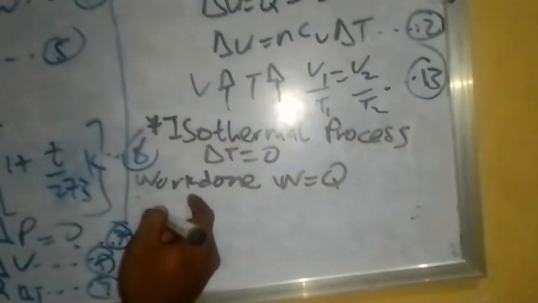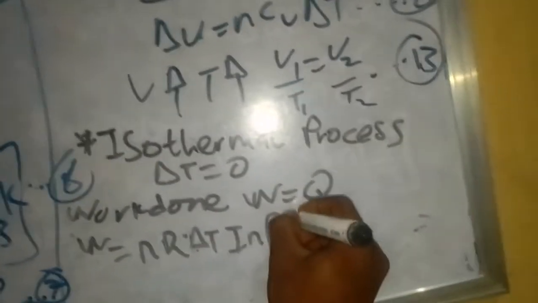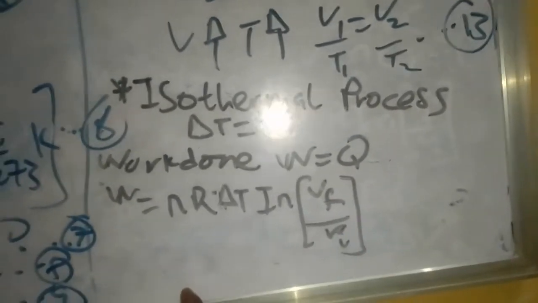Okay, let's continue with the work done. So we have that the work done can also be given as W equals nRT natural logarithm, let's say nRT or n delta T, natural logarithm of the final volume over the initial volume. Then we'll go to the next one. There's no time, we'll go to the next one.